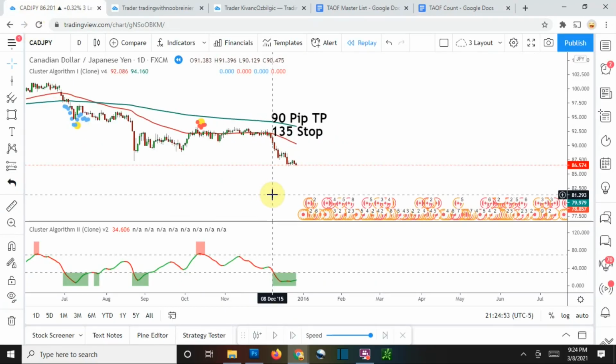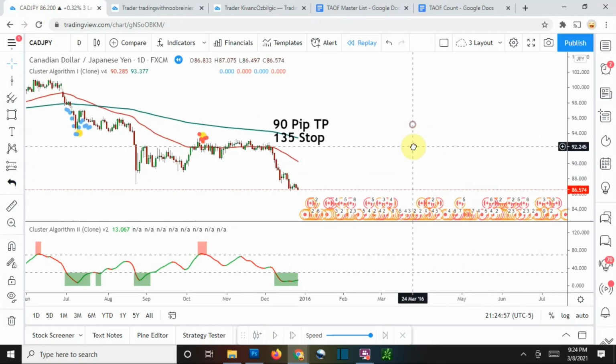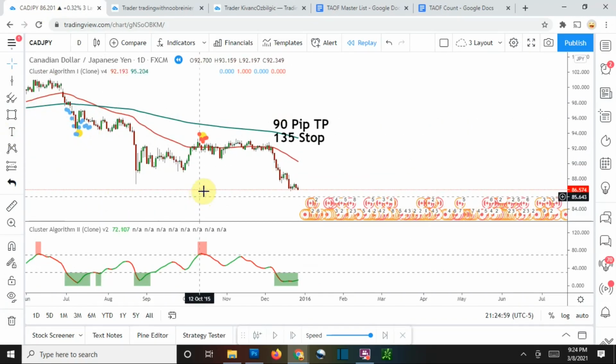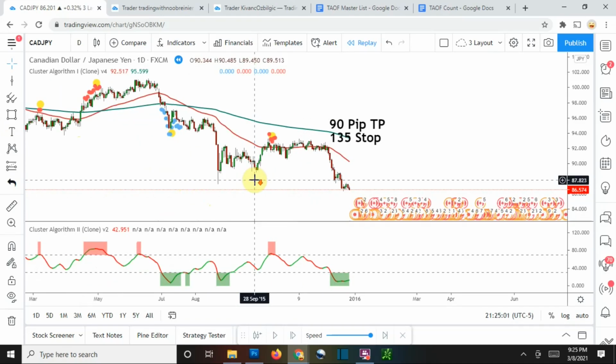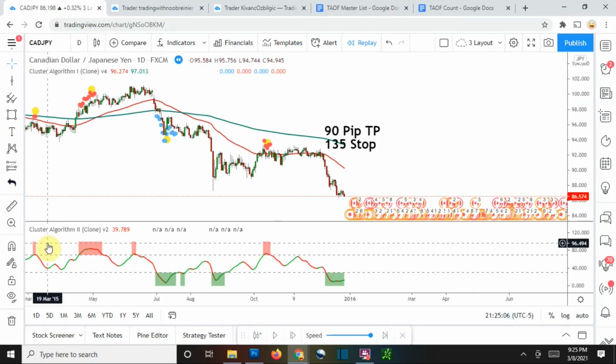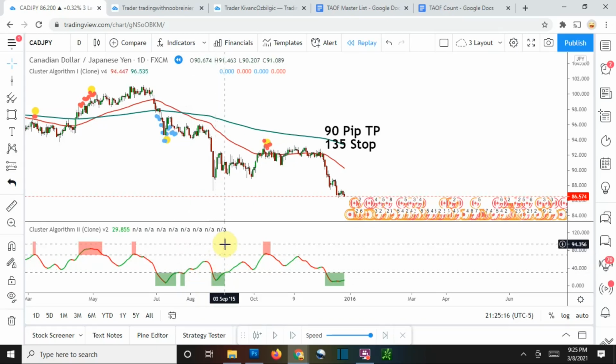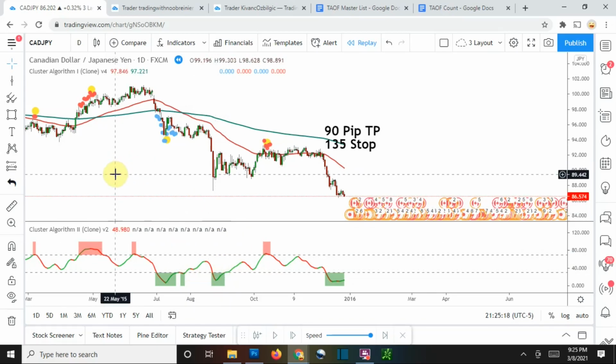All right, as I said, the indicator today is the cluster algorithm 1 indicator. You can see it here on the top of the screen. There is another version, or what I believe is an addition to algorithm 1, cluster algorithm 2, which is here on the bottom of the screen, which we will discuss in just a moment.